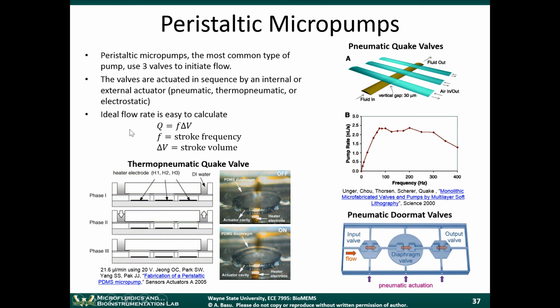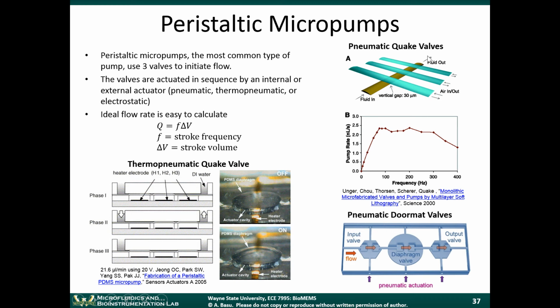And we've already seen this one too. The ideal flow rate is just the stroke volume multiplied by the frequency of pumping. Right, so these are a few examples of peristaltic micropumps. This is one that's pneumatic.